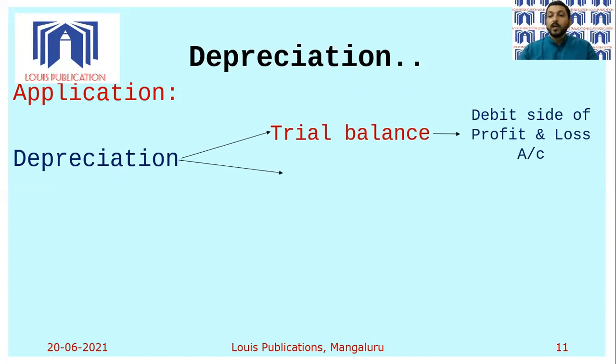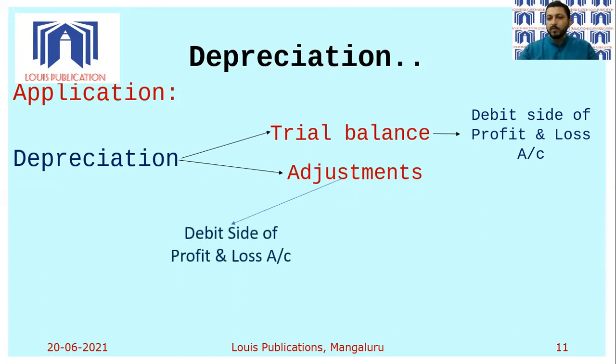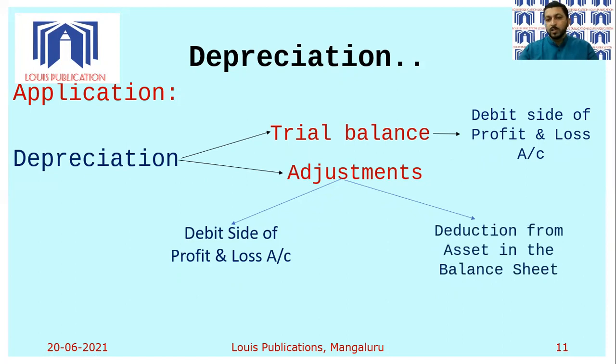Now, if depreciation is given as an adjustment, normally you'll be given this, we will have two effects. The first effect will be as usual, as you have understood, the debit side of profit and loss account. And the second effect will be deduction from assets in the balance sheet. Point to note, every adjustment will have two effects because adjustments are items which have not gone through the books of accounts at all, which requires the fulfillment of the double entry principle. So two effects will be given. One will be debited to profit and loss account, and the second will be deduction from asset in the balance sheet.